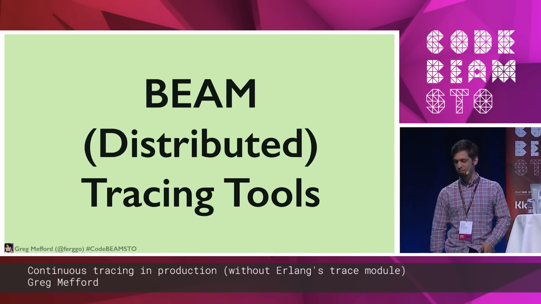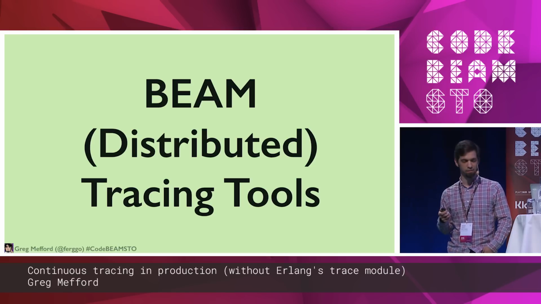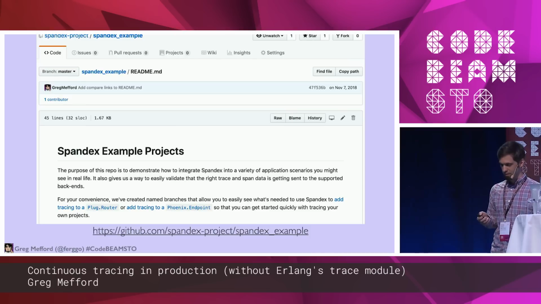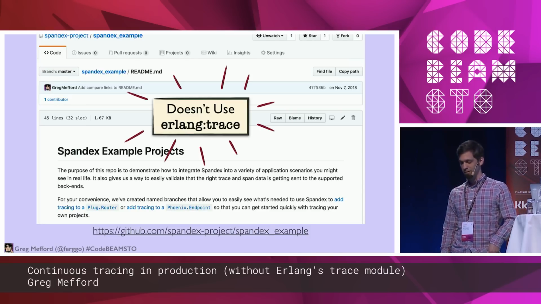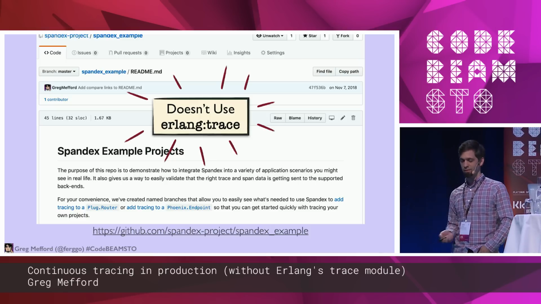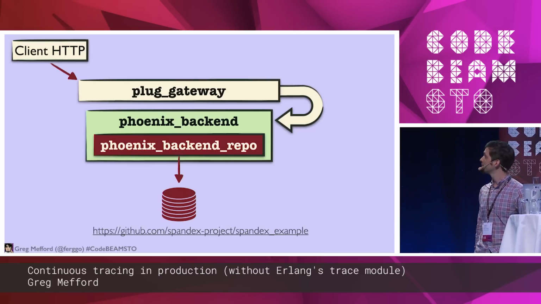Okay, so I want to quickly talk about the features in the Beam that we can use other than these built-in functions. And to do that, I want to talk using the Spandex example project that I set up to help people use Spandex. Again, this doesn't use Erlang trace, so we'll talk about some things that it does use and some things that it could maybe use in the future.